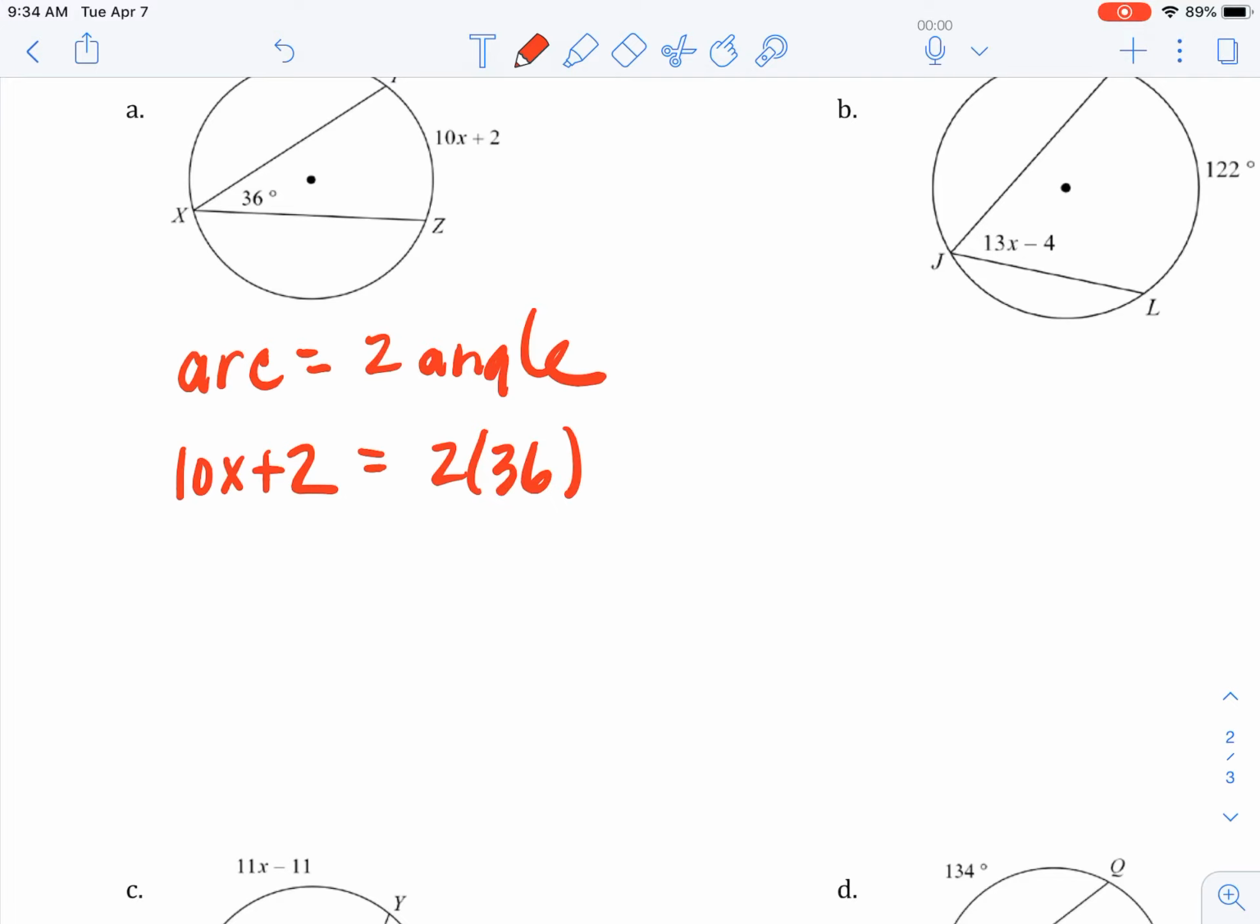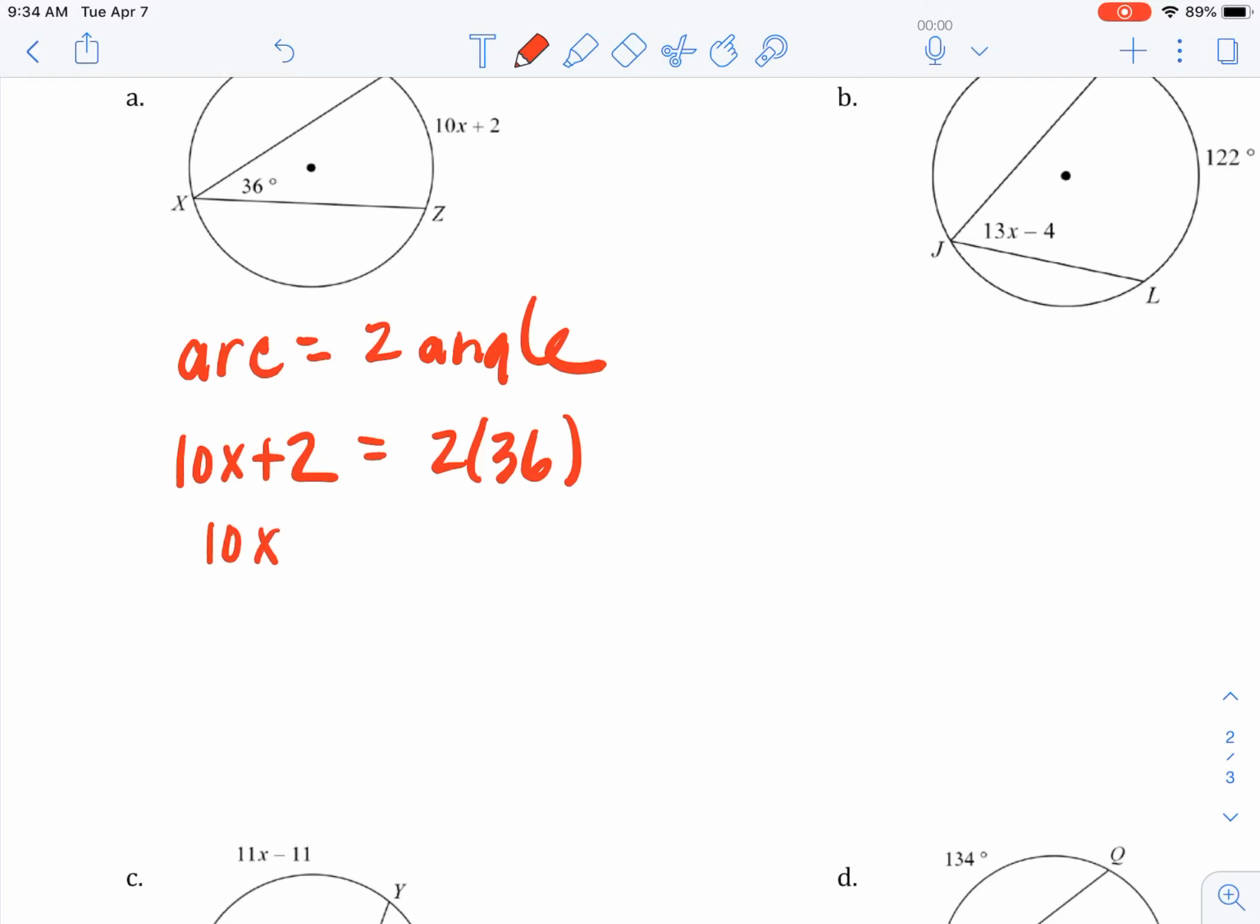So the arc is always bigger than the angle when you have an inscribed angle. So we'll have 10x plus 2 equals 72. Subtract the 2. We'll get 10x equals 70. And in this case, x equals 7.